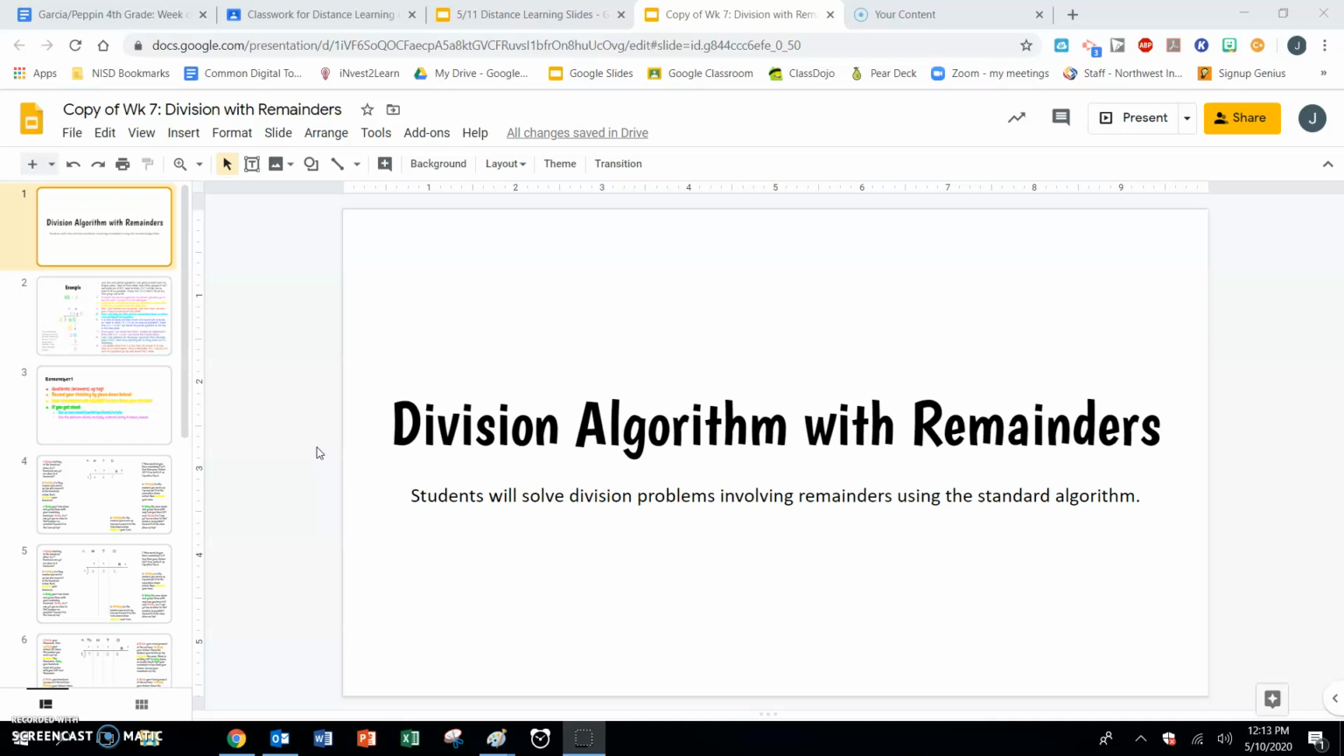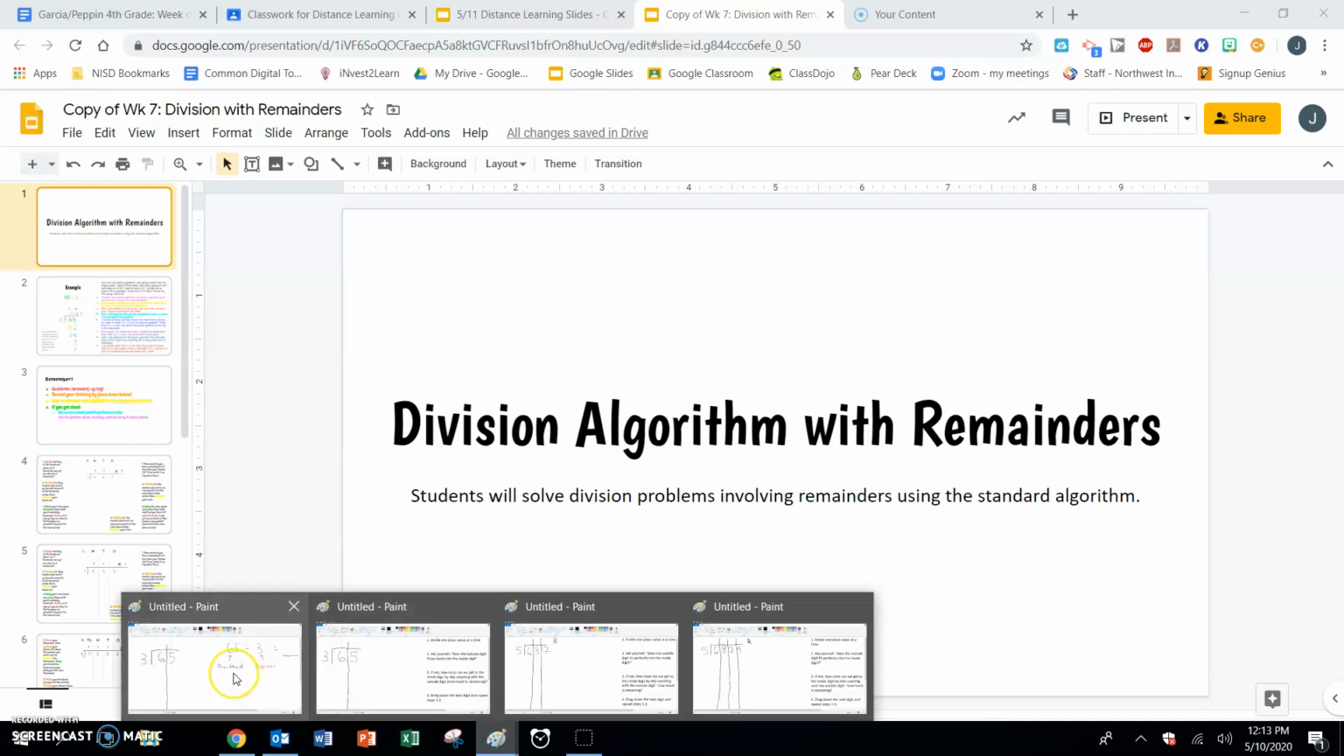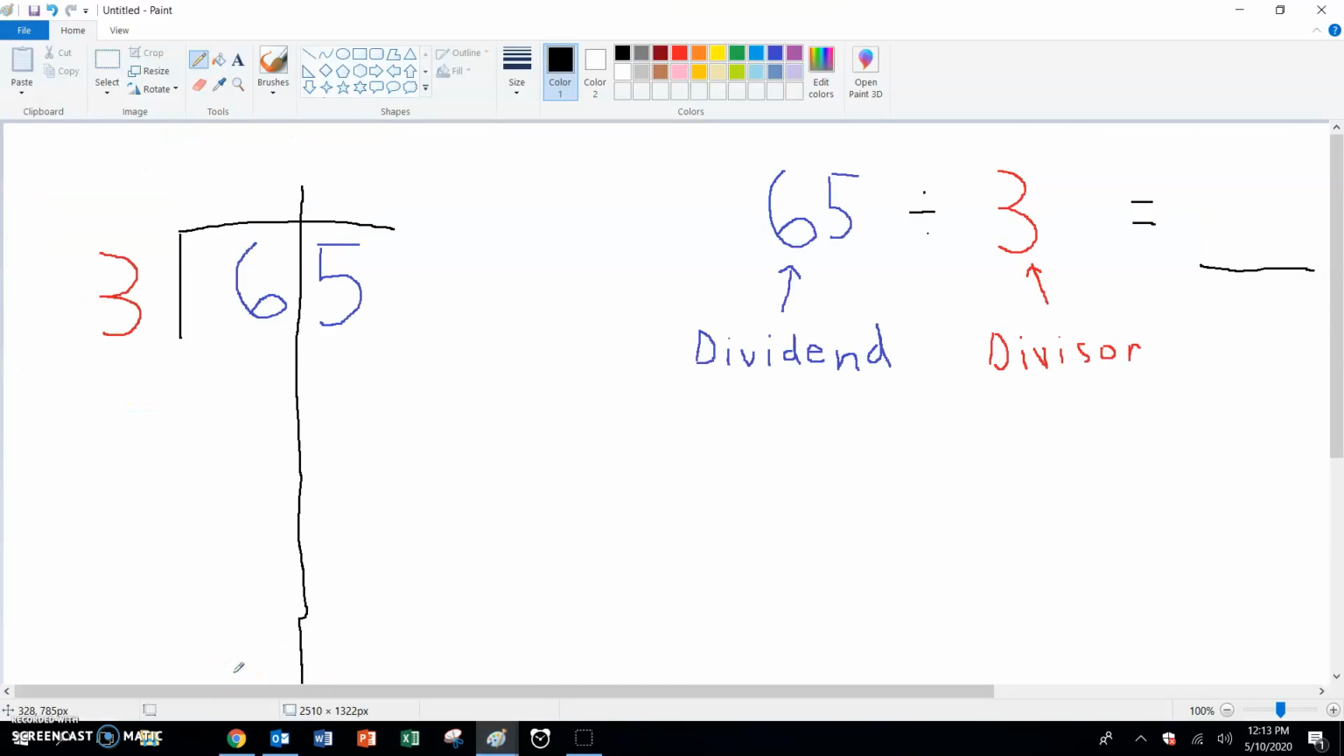For our 7th week of online math, we are going to be analyzing the standard division algorithm with remainders. Last week, we explored the division algorithm with 2, 3, and 4-digit dividends. We're now going to look at an example to review some key terms. Our problem is 65 divided by 3.